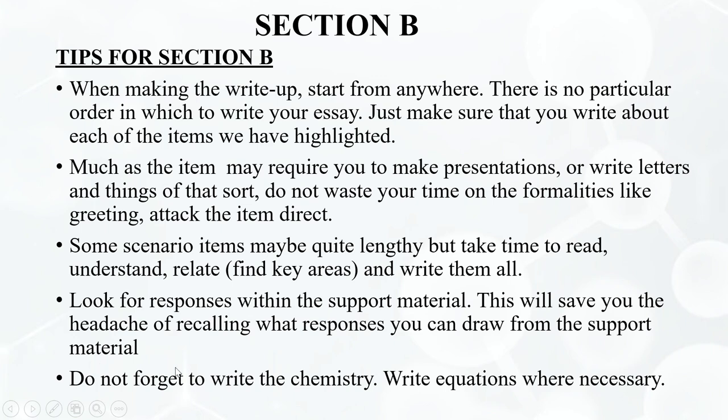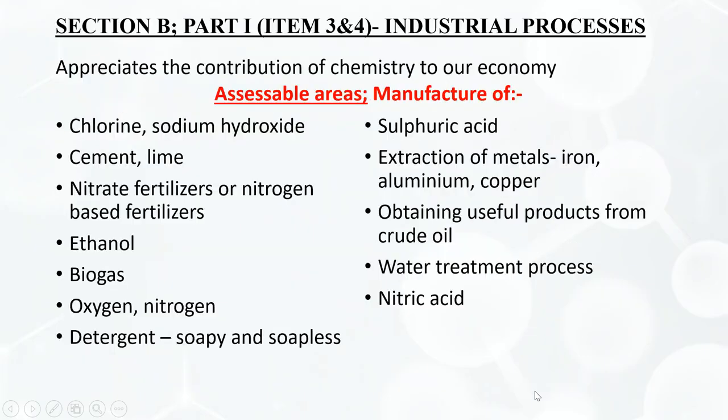Now, do not forget to write the chemistry. Write equations where necessary. Please, we have put the word: write equations where necessary. Where it is not necessary, don't. Put it where it is necessary. Now, section B, part 1. We say that section B has 2 parts, part 1 and then part 2. Part 1 has 2 items where you choose only one, that is item 3 and item number 4. Now, section B part 1 is about industrial processes.